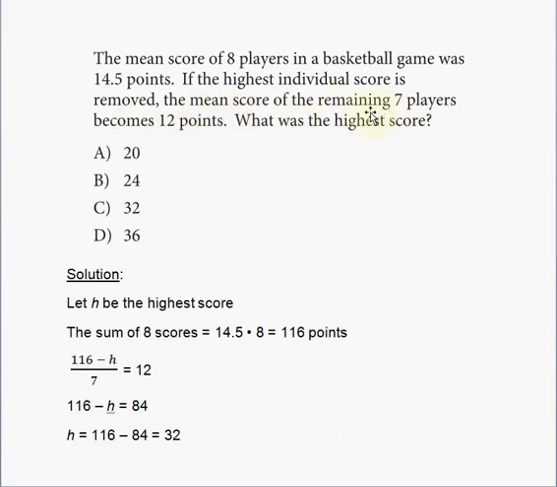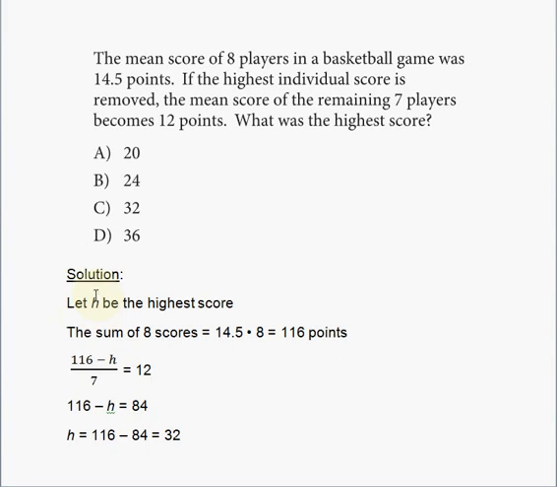So the easiest way to look at this problem is to see what is being asked. What was the highest score? This will be your variable, right? The highest score is what you need to find, and you assign a variable to it. So let h be the highest score. Okay, so h is something that we will need to find. In other words, we will solve for h.